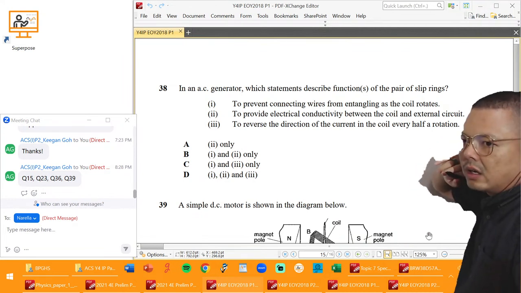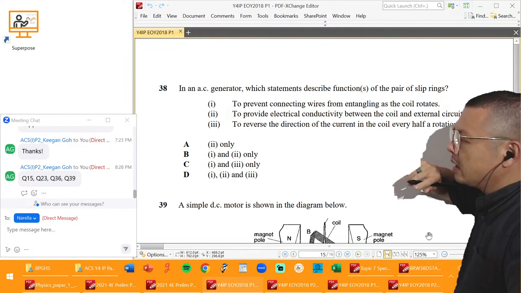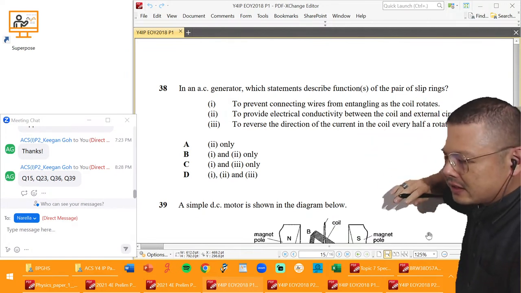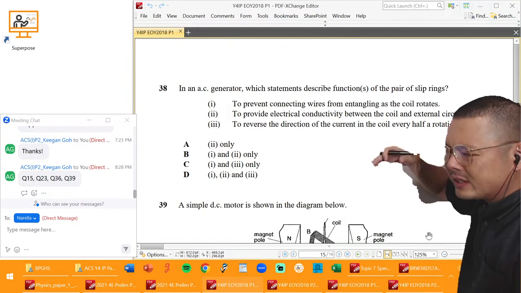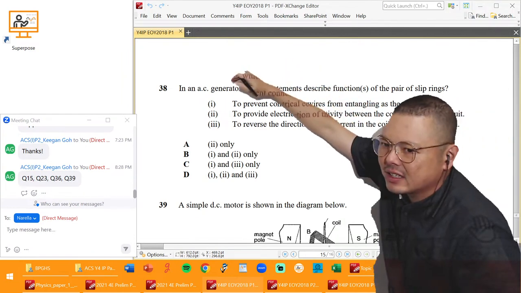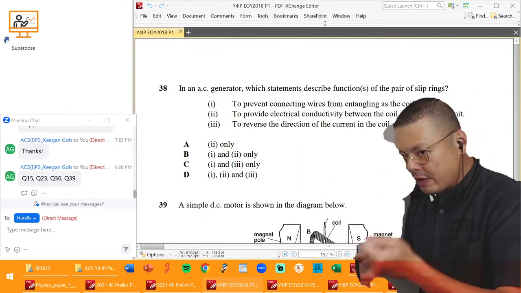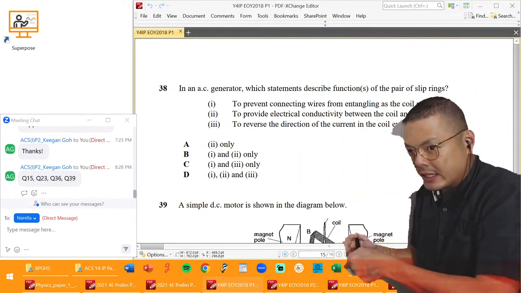No, it doesn't do that. That's not what the function of the slip rings is. But of course you can ask, so why does the current alternate then? It's an AC generator, right? It's an alternating current. Doesn't the current reverse? Yes, it reverses because we keep rotating in one direction.